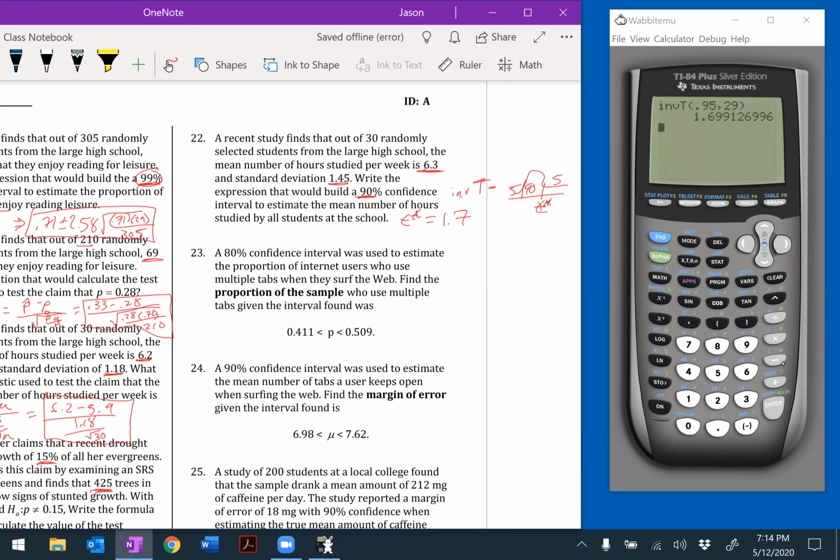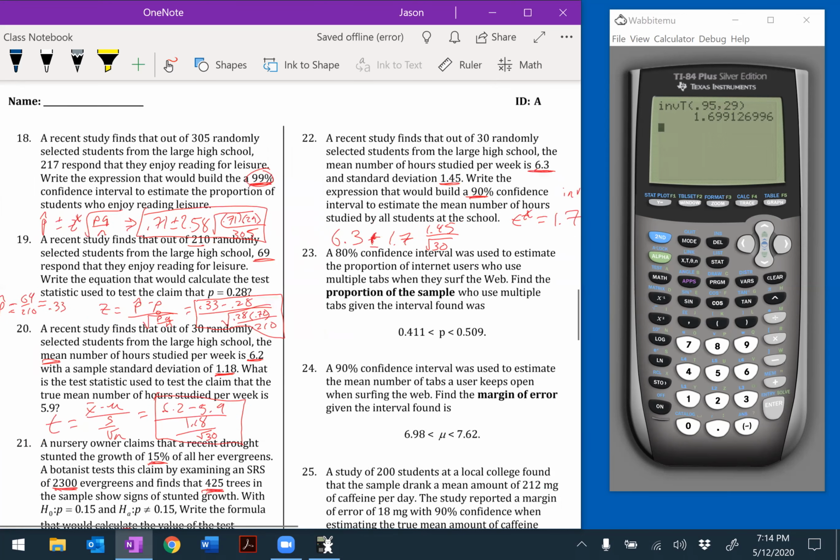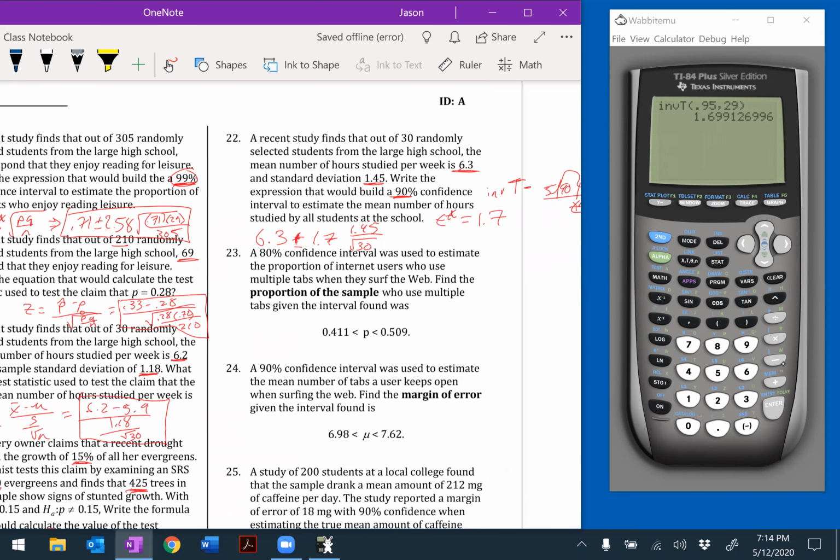So what I'm going to do, I'm going to say that this is 6.3 plus or minus. Okay, so it's going to be my X bar plus or minus my T star, which is 1.7, times S, which is 1.5, all over the square root of N, which is 30. It says write the expression that would build. Yeah, so we're just writing the expression. Okay, and then you can calculate that out.